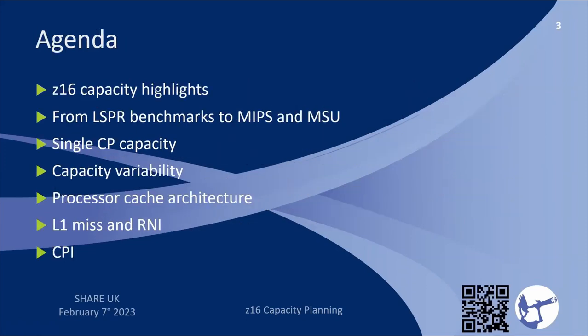Okay, this is going to be the agenda. In the next hour or so, I will discuss the capacity highlights of the Z16, a discussion about MIPS and MSU on this new hardware, then the capacity of a single general purpose processor, and then the variability of the capacity. Very important, the cache architecture that has been really changed. And then something about level 1 MIS and RNI, so how to do capacity planning literally. And finally, the last point will be cycle per instruction.